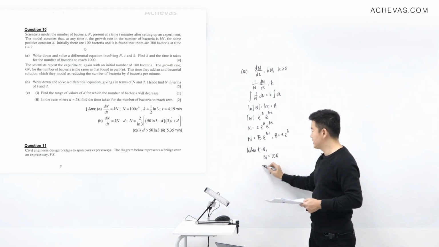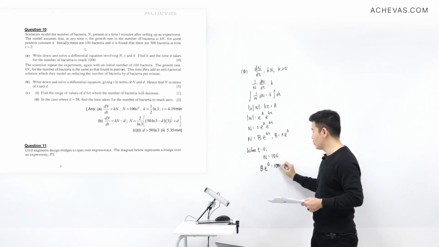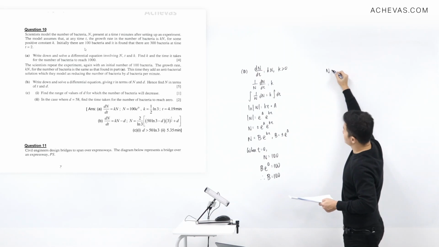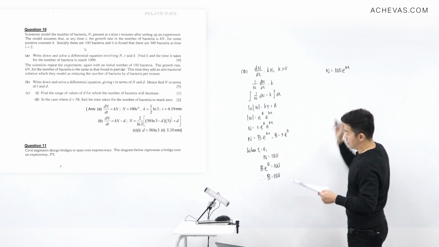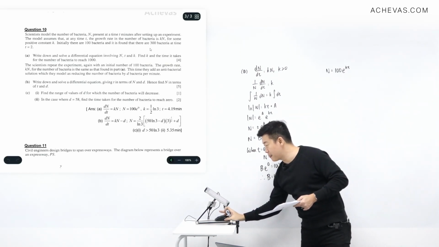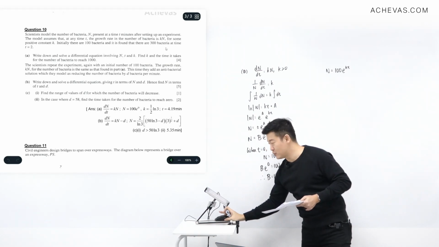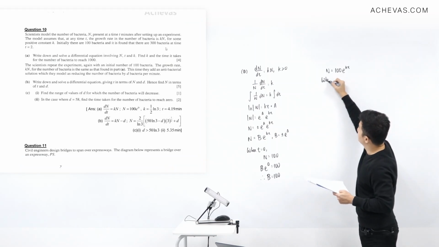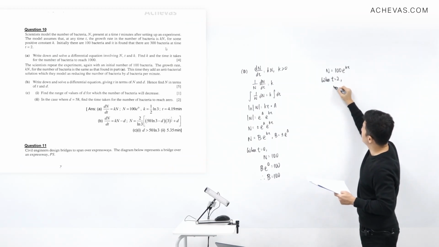So making use of this, I will have b e to the power of 0, which is equal to 100. Therefore, we know that b here is positive 100. Let me rewrite this. So n is going to be equal to b, which is 100, e to the power of kt. Let's make use of the other piece of information that is given to us, which is there are 300 bacteria found at a time when t is equal to 2. So when t is equal to 2, n is found to be equal to 300.